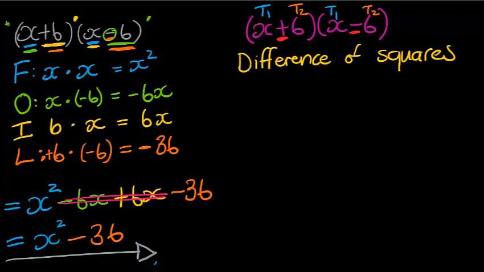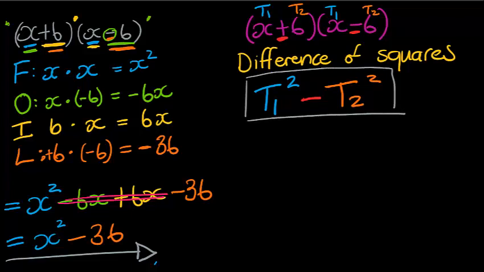So when we answer this using the difference of squares method, you use the formula term 1 squared minus term 2 squared. This is going to be our formula for difference of squares. Every single time you see a difference of squares, you are going to write term 1 squared minus term 2 squared.